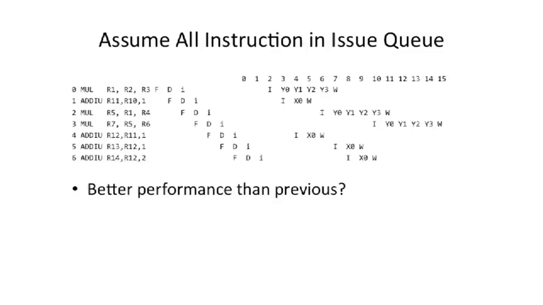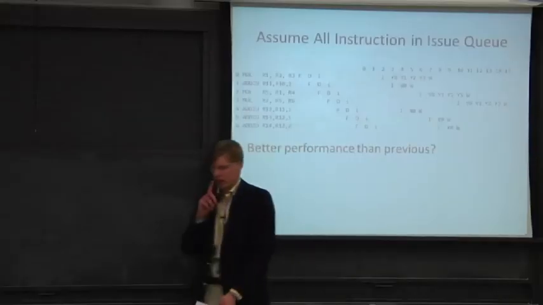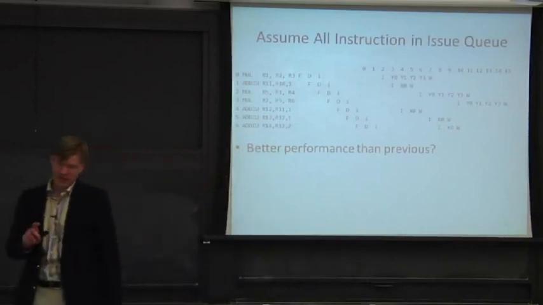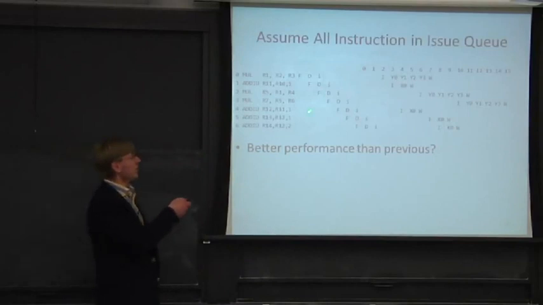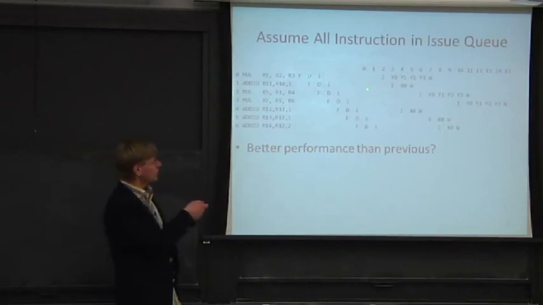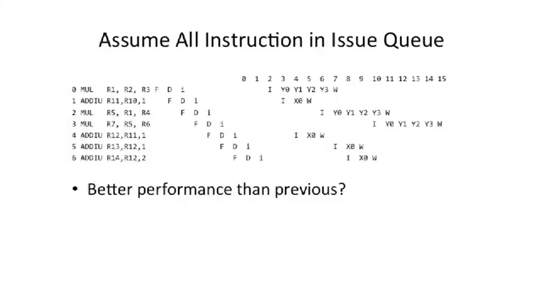Okay, so here's an interesting case. Let's assume that all the instructions are preloaded into the issue queue. So showing this, we have fetch, decode, issue, issue, issue, and basically these things are just sitting in the issue queue. And then we start looking. What happens? Does the performance get better than the previous example?